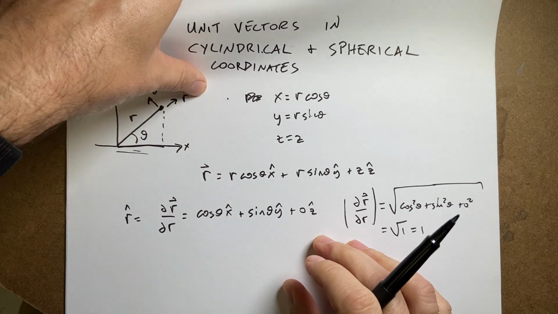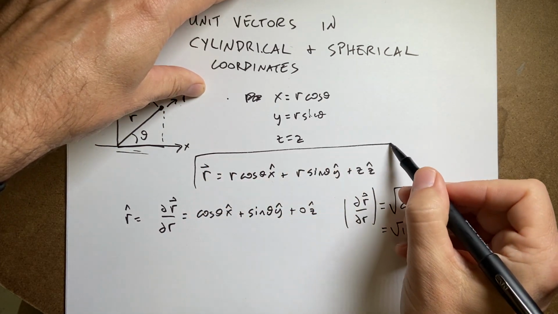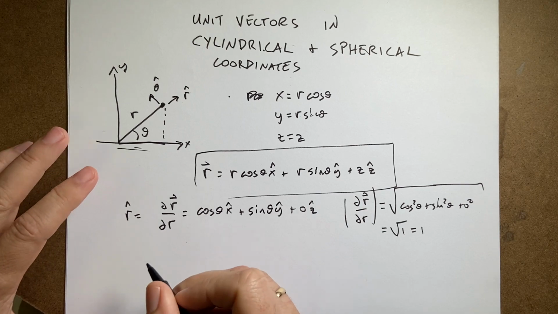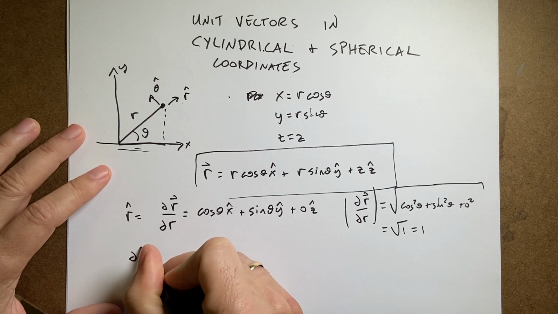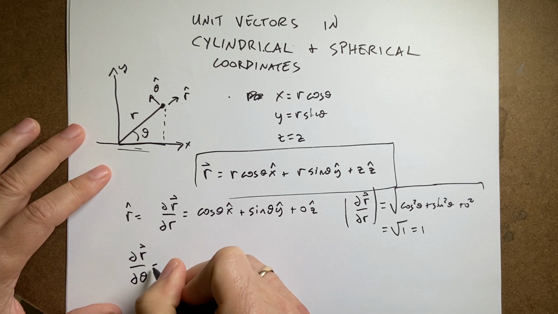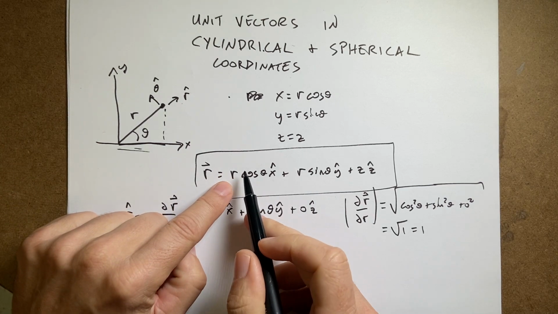Now let's take this and do the same thing. I'll write it right. Actually, I think I have room. Let's do the partial of r with respect to theta. Okay, so what's the derivative of this with respect to theta?